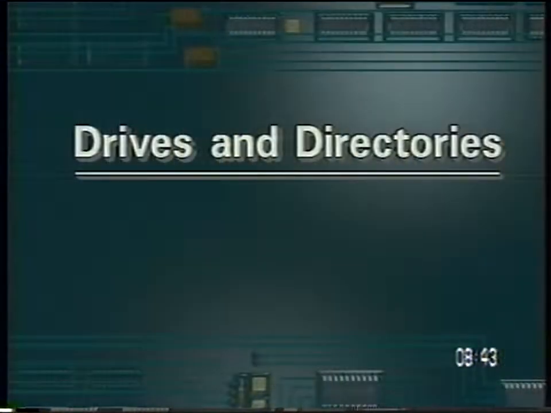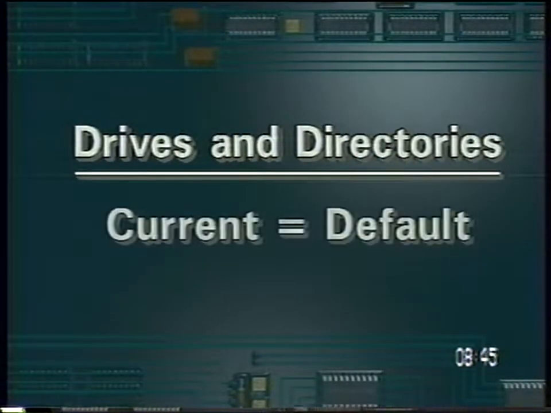We want the computer to use drive A instead of drive C, so we'll change our current drive to drive A. You should know that the current drive and current directory are also called the default drive and default directory. That's because if we don't type a drive letter or directory name, DOS will look to the current drive or directory by default. To get the computer to use a different drive by default, we'll change the current drive.